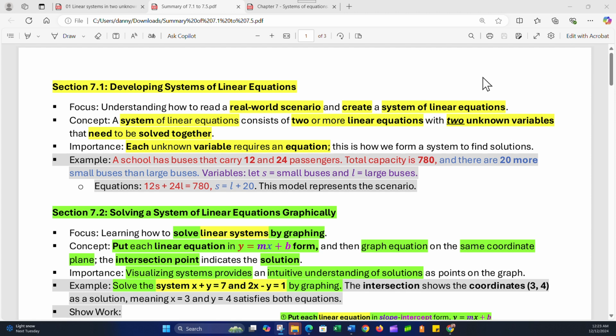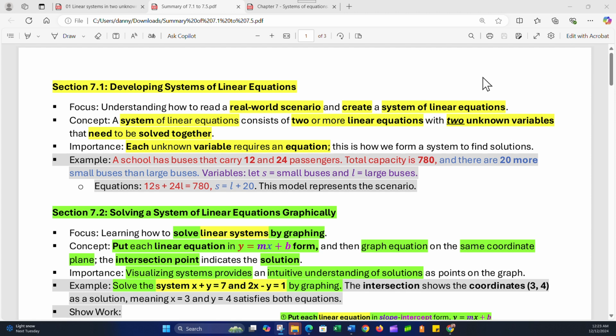So the equation that we can come up with for the first part of the question, the sentence highlighted in red, is 12S plus 24L equals 780, meaning there are 12 people that can fit in a small bus plus 24 people that fit in a large bus, and the total capacity of all of the small buses and all the large buses equals 780. That equation alone wouldn't be enough for us to solve for the variables S and L, because we have two unknowns in one equation.